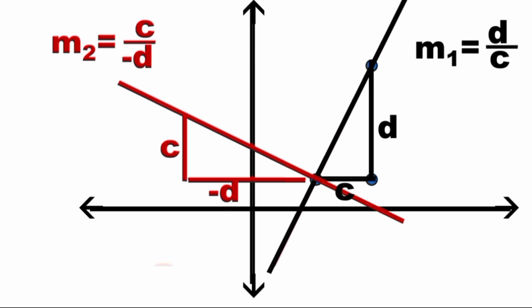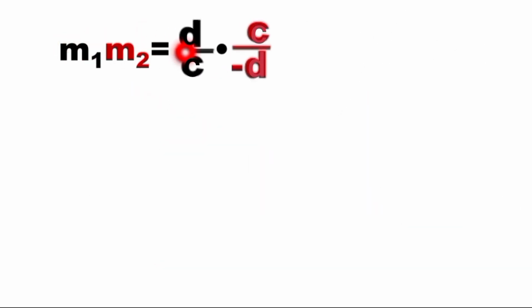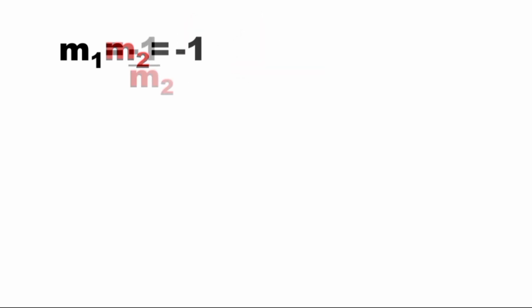our m2. If we multiply m1 and m2, we have d over c times c over negative d, and cancel d, and c and c. Since this is negative, this is equal to negative 1. So m1 times m2 is equal to negative 1. So you can have m1 equals negative 1 over m2, or the first slope is equal to the negative reciprocal. Or m2 is equal to negative 1 over m1.